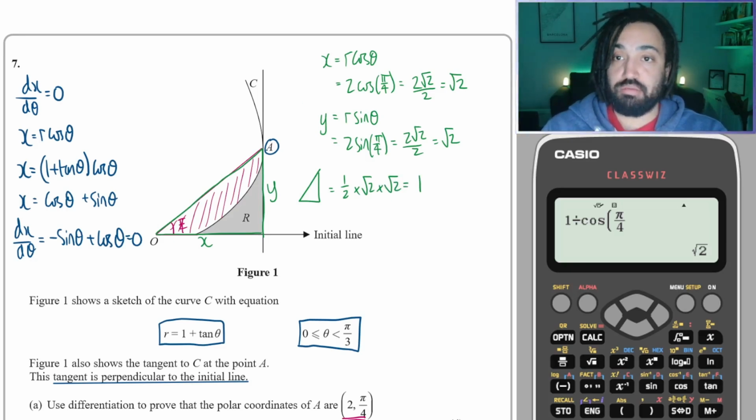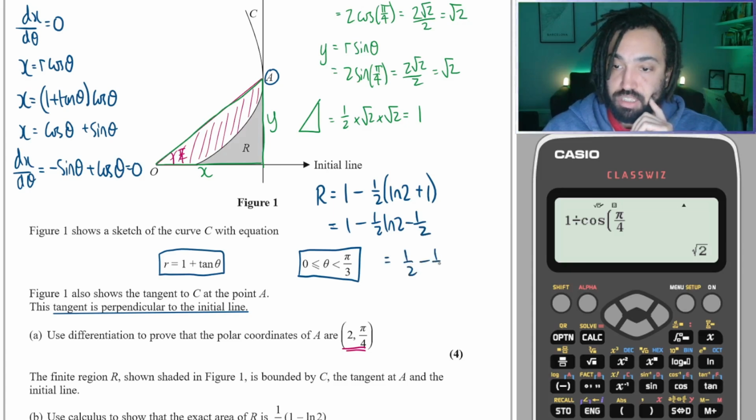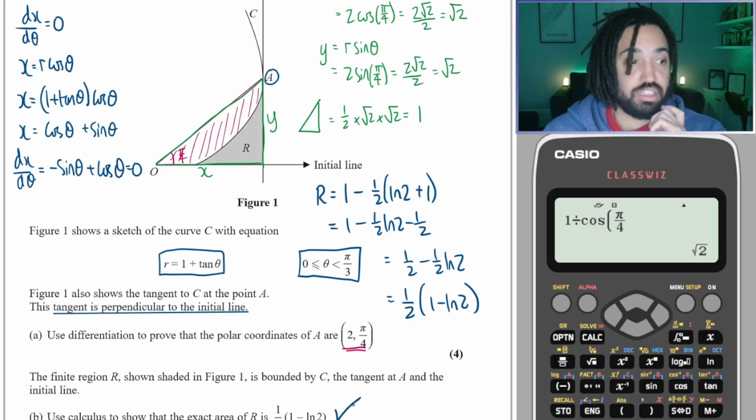Okay, so now we are finally ready to work out what r is. So r is equal to the whole triangle 1 minus what we integrated, which was a half ln 2 plus 1, I think. Yes, plus 1. Lovely. This is going to give me 1 minus a half ln 2 minus a half. 1 minus a half is a half, so it's a half minus a half ln 2, which is a half (1 minus ln 2). And I believe that is what they're looking for. Yes, it is. Job done.